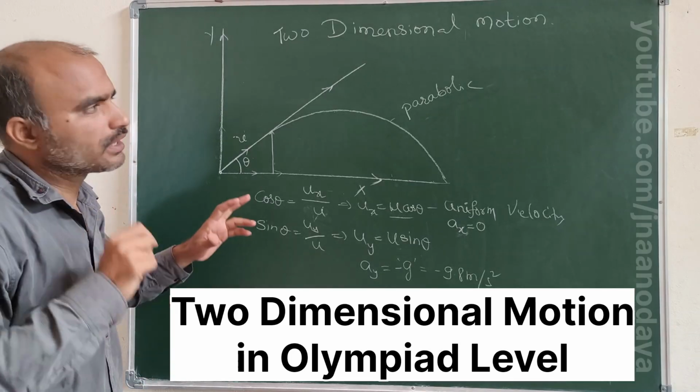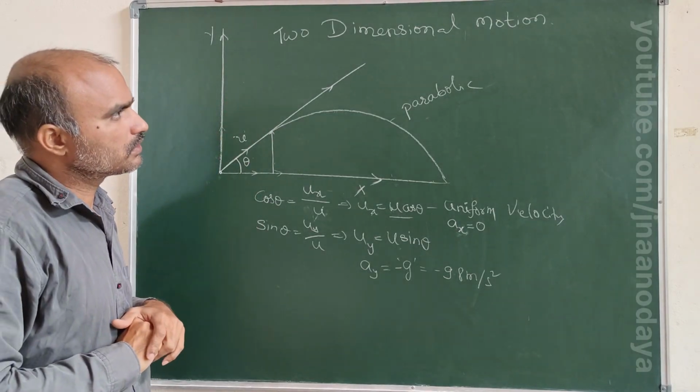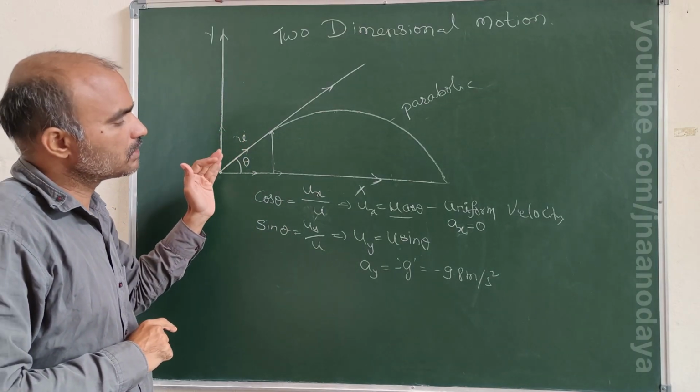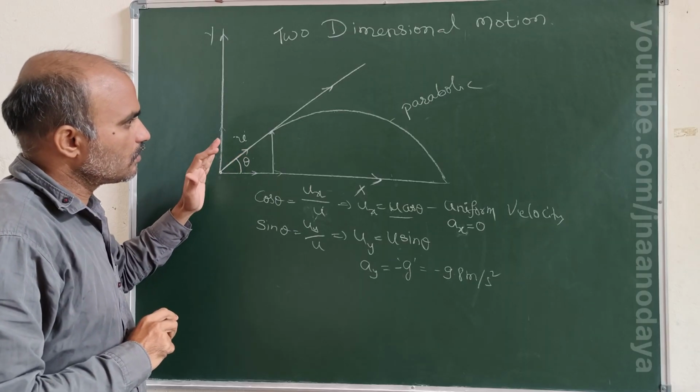Hello students, let us learn about two-dimensional motion. So why we call this two-dimensional motion, I will give you clarity. This is also called projectile motion, or oblique projection also we will call it.